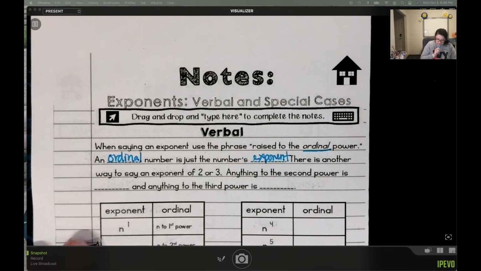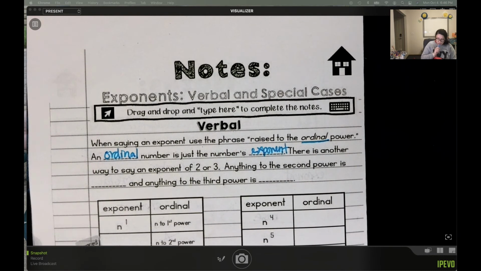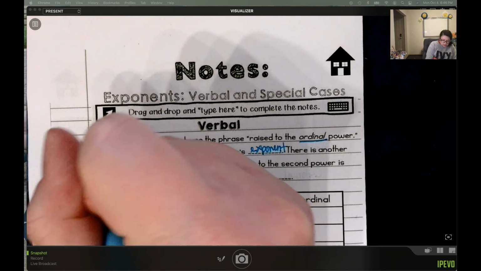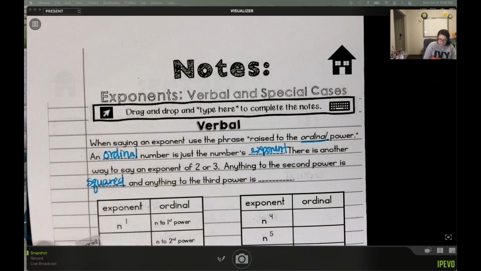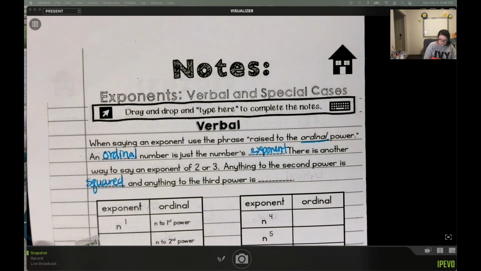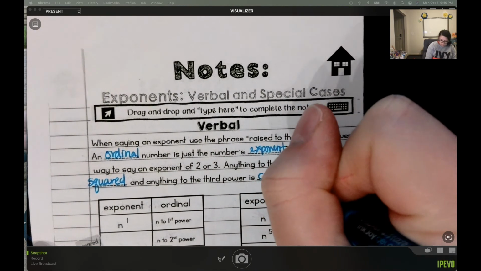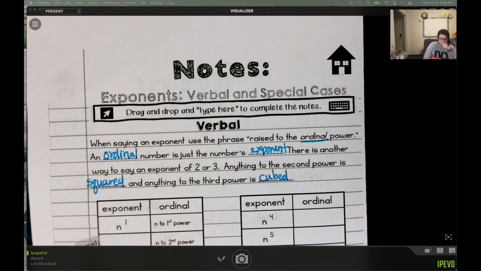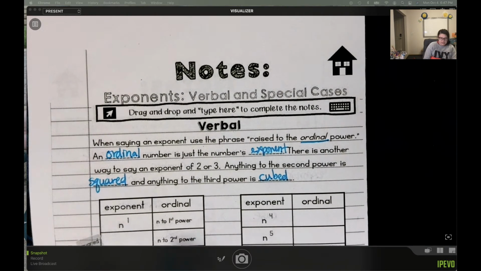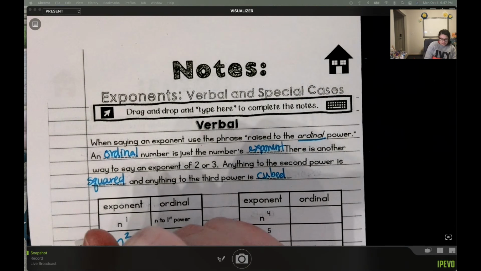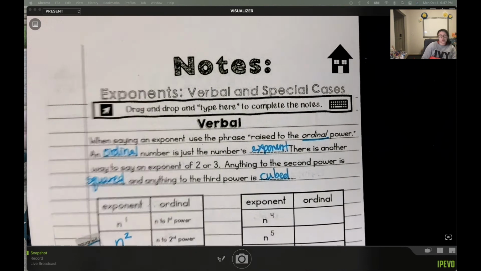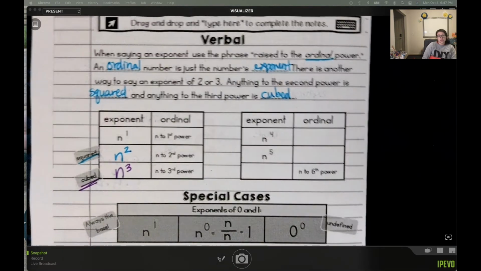There's another way to say the exponent of 2 or 3. Anything to the second power we say is squared. And anything to the third power is cubed. So down here, if we see n to the second power, with an exponent of 2, we say that that is squared. If we see n to the third power, we say that that is cubed.